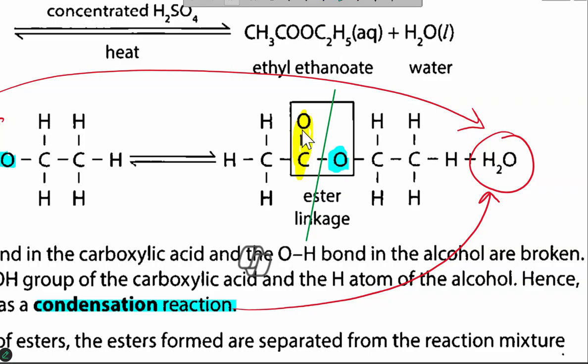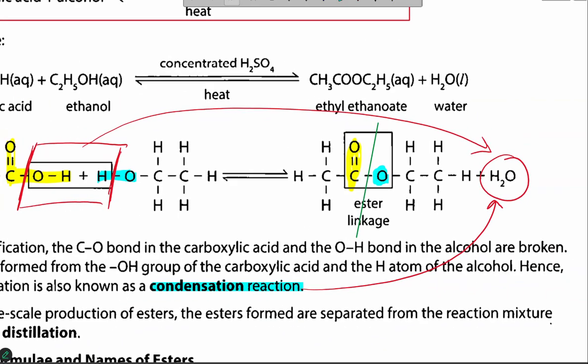The carbon with the double bond O must be the acid. Why? Because it was C double bond O, then OH. So if you see this, you know this side is OH. A single O cannot be the acid; a single O must be the alcohol side. So if I give you any ester, you cut exactly at the ester linkage in the middle so that both sides have one oxygen. The one that has the double bond O is the acid side. The one that has a single O is the alcohol side.